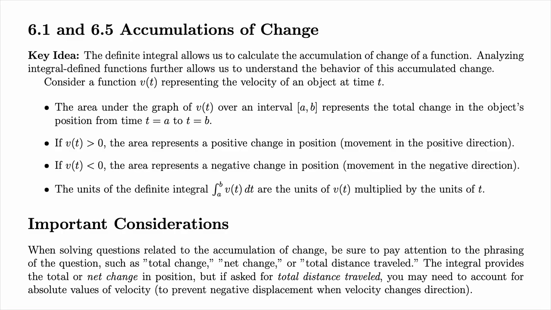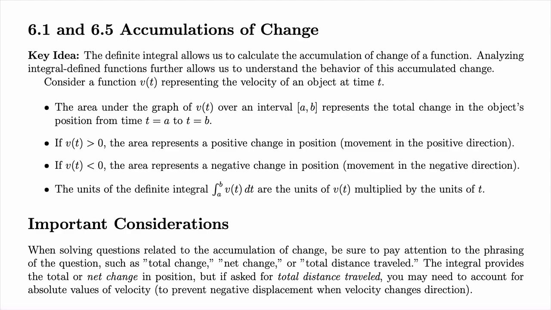It is important to remember your signs when you're going through this unit. If v of t is positive, the area is going to represent a positive change in position. If v of t is negative, the area is going to represent a negative change in position. You can think of that as movement in the positive or negative direction. We're going to go into an example later that explains this in more depth, but it's a key note and key reminder here.